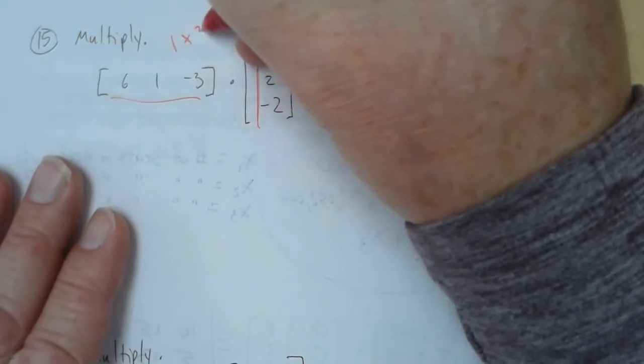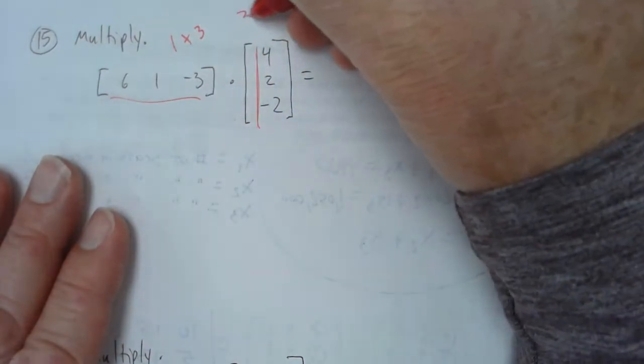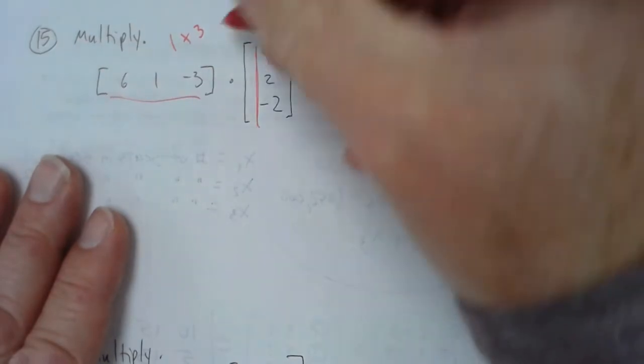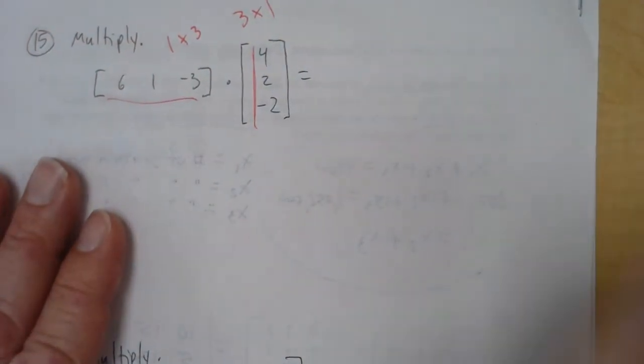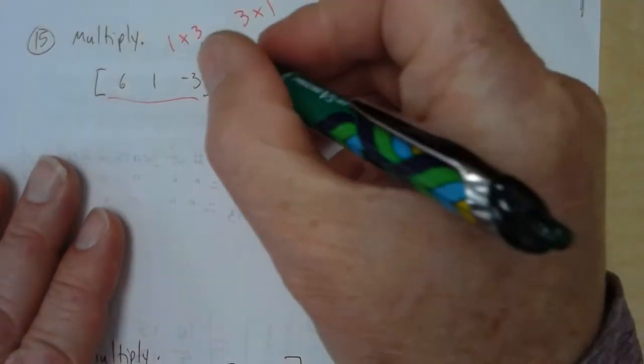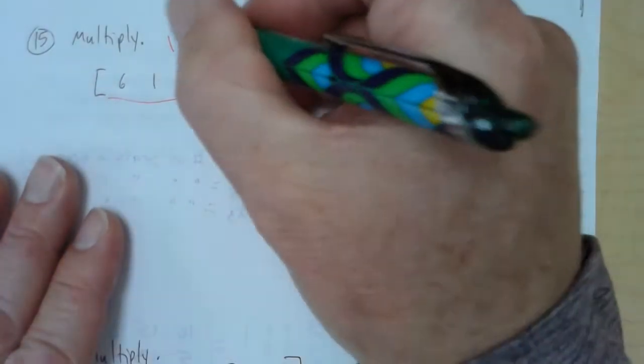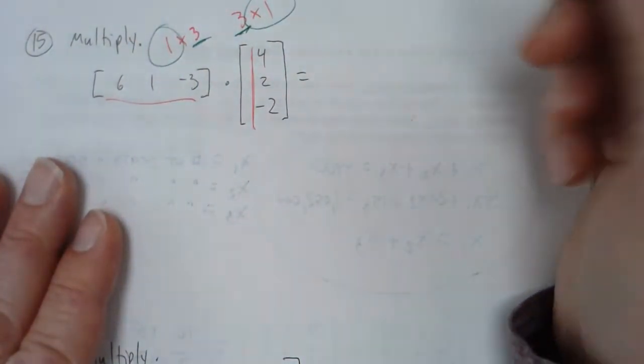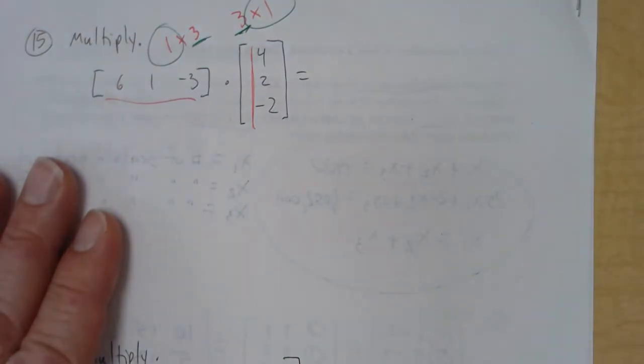So this has one row by 3 columns, and this one has 3 rows by 1 column. So when you do this, the dimensions here have to match, and then the resultant is those dimensions. So this is going to turn into a 1 by 1.